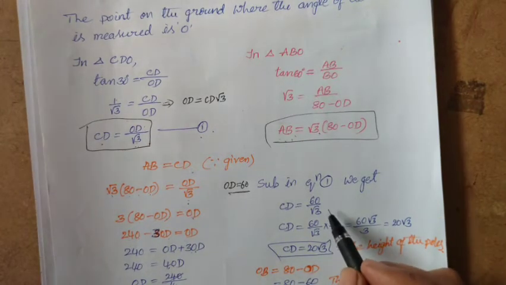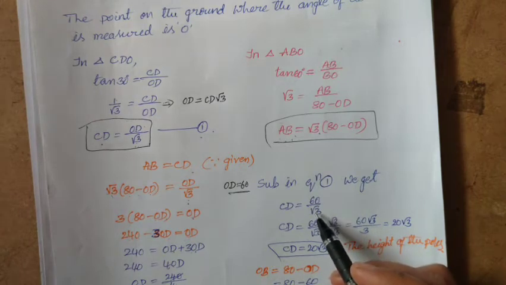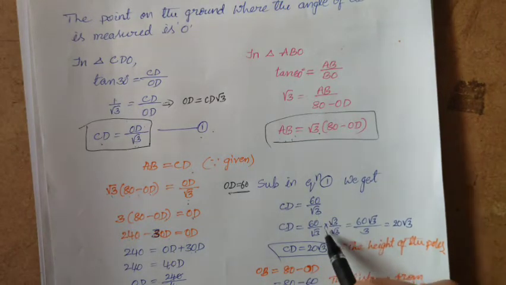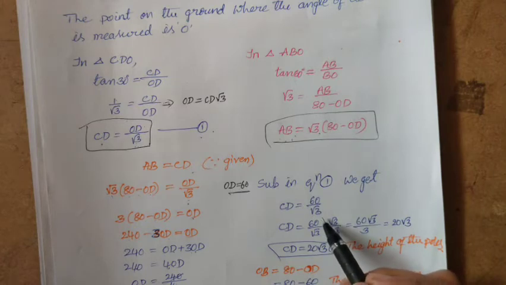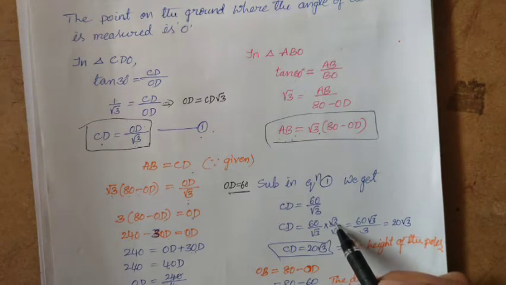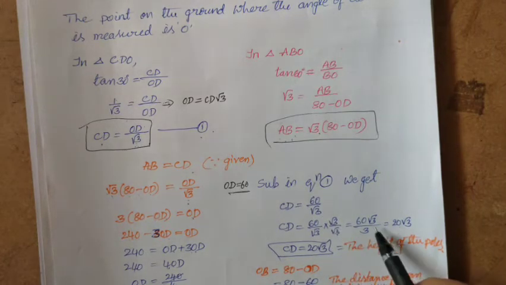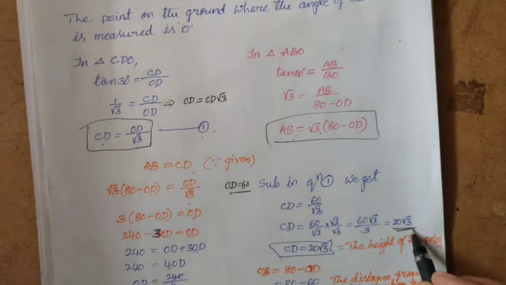So why are we not taking this answer as the final one? Because the denominator is what? Root 3. It is irrational. You make it rational. That's why you rationalize the denominator. The rationalizing factor of root 3 is what? Root 3. So multiply and divide by root 3. Then we get what? 20 root 3.